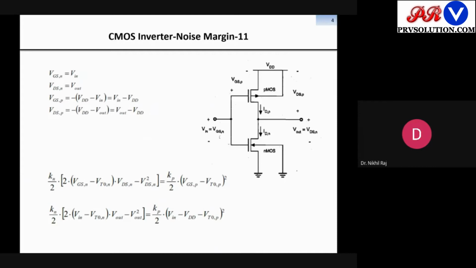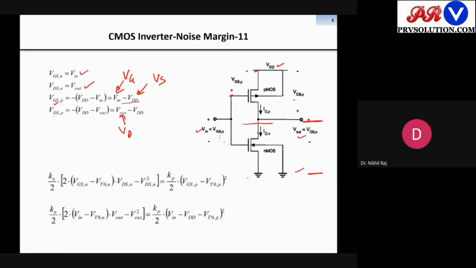Now coming back to the schematic, we will list out the variables. For the NMOS, what is VGS? VGS is nothing but Vin. What is VDS, drain to source? That is your Vout. What is VGS of P? Gate to source of P: VG is nothing but Vin, and VS is nothing but your VDD. So Vin minus VDD. And what is VDS of P?